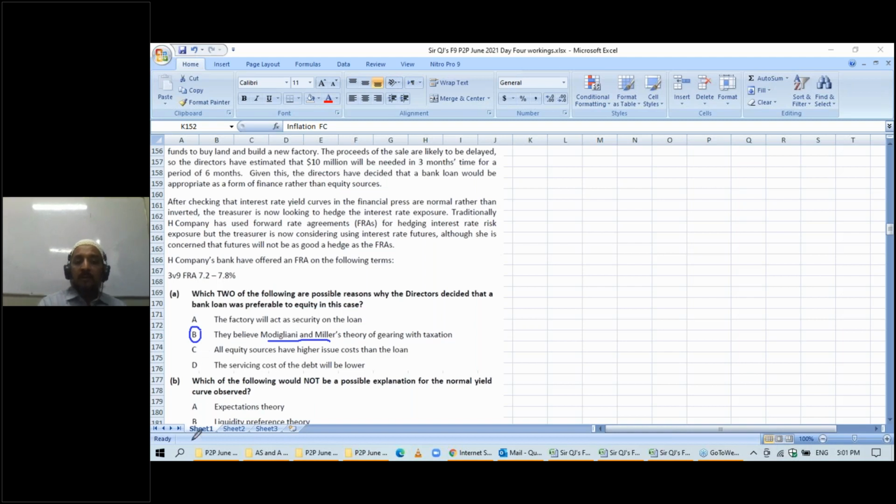So the correct ones are B and D. The servicing cost means the interest expense itself. Interest expense is the service cost of borrowing. So the servicing cost of the debt will be lower. Equity is obviously expensive. So these are the two which can be taken as the best. Otherwise, others can also be taken, but they are not the best ones. The main item should be these items, the cost, in the context of the question. So the correct answer is B and D.